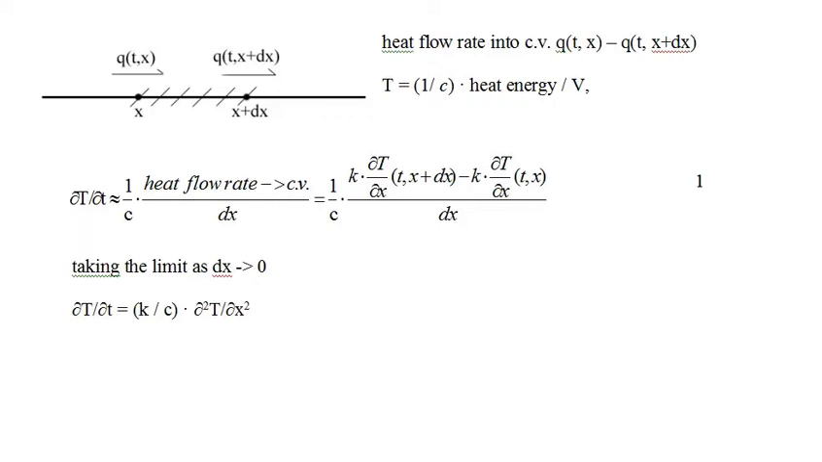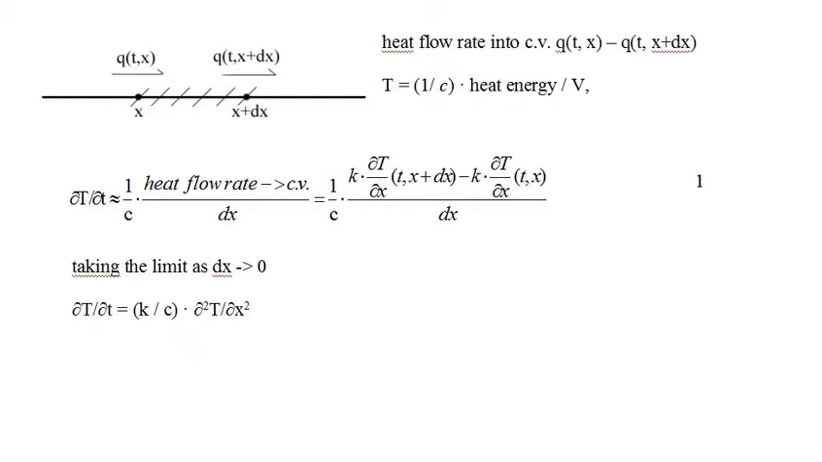Now we use Fourier's heat transfer law to write the heat flow rate as K times the partial derivative of temperature with respect to X evaluated at t comma X plus dx minus K times the partial derivative of temperature with respect to X evaluated at t comma X. And we have the second half of equation 1.